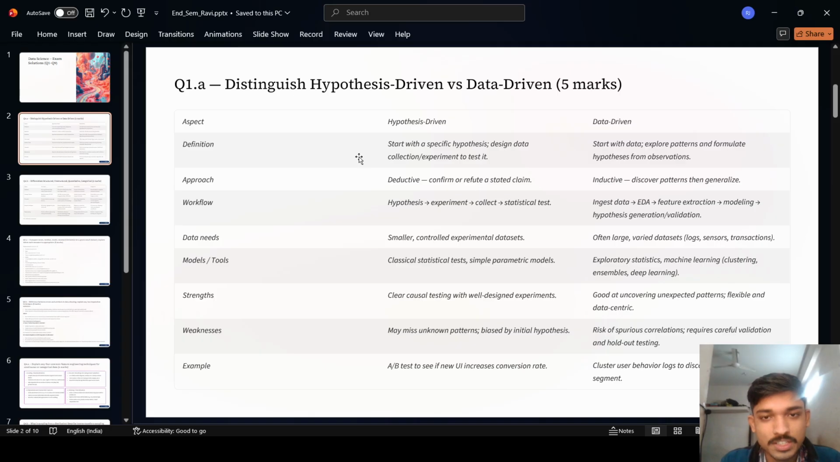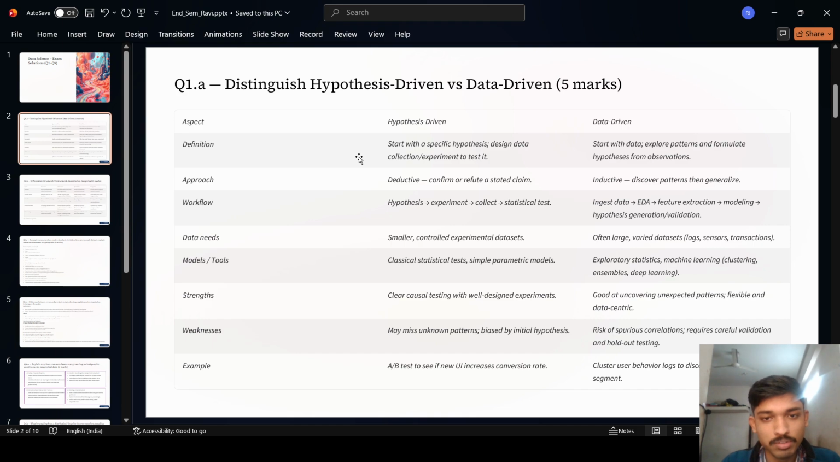Hypothesis driven starts with a specific hypothesis, designs data collection and an experiment to test it, and data driven starts with data. In this data, we have to explore patterns, formulate hypotheses, and learn from observations. The next point is approach. Hypothesis driven uses a deductive approach. It will confirm or refute a stated claim. Data driven uses an inductive approach, discover patterns, then generalize.